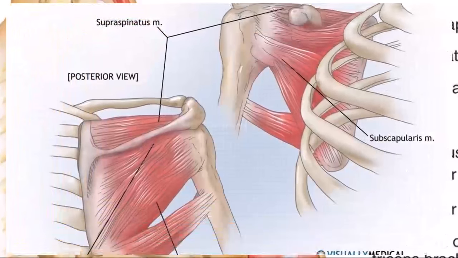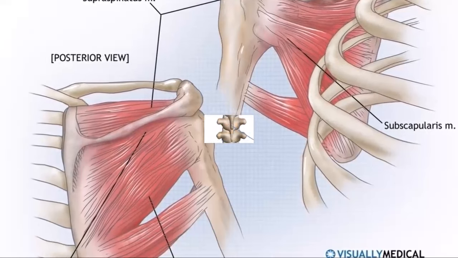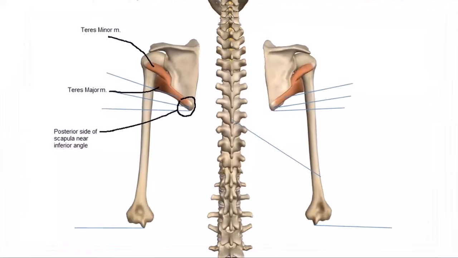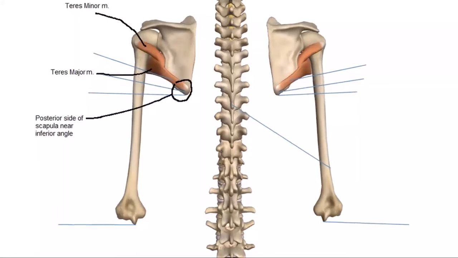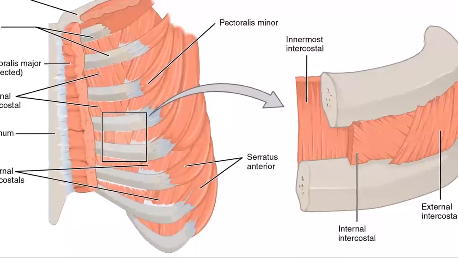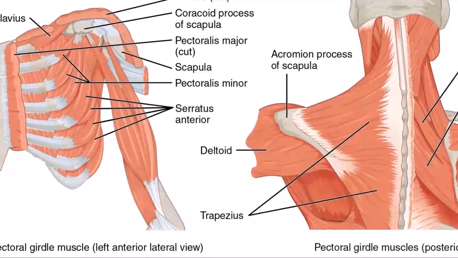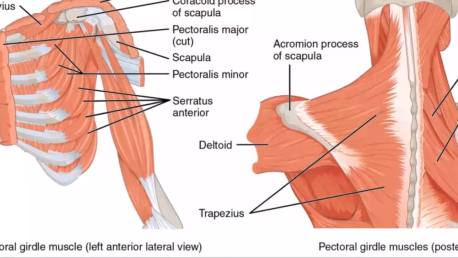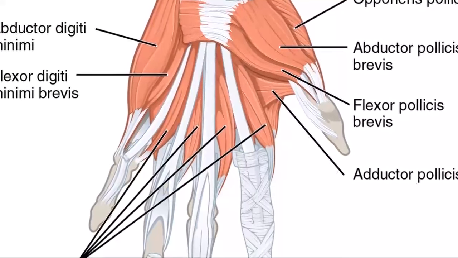So this is also another insertion point that you can consider for the biceps brachii. Now, the last topic that we need to cover about the biceps brachii is the innervation of this muscle. In terms of innervation, this muscle is supplied by the musculocutaneous nerve, C5 through C6, which is a branch of the brachial plexus.